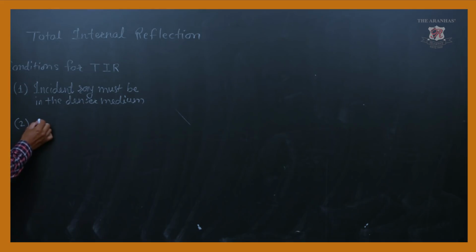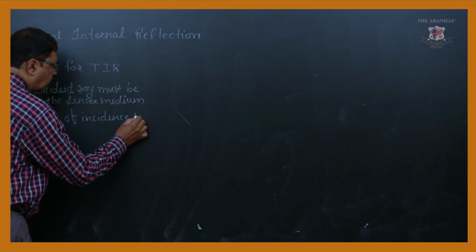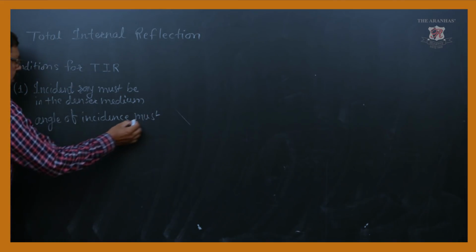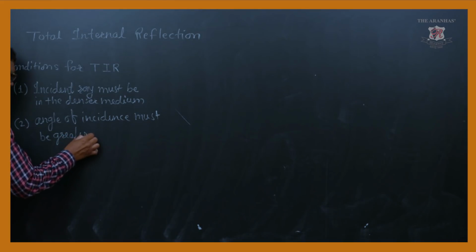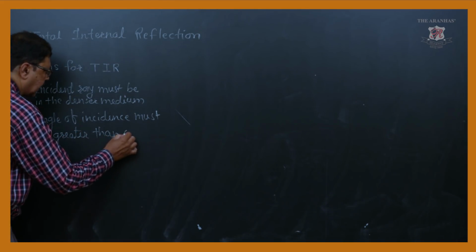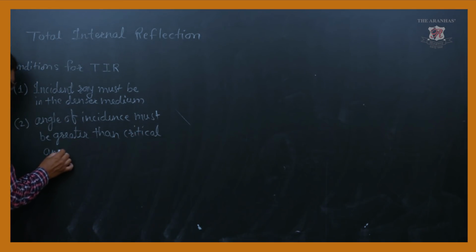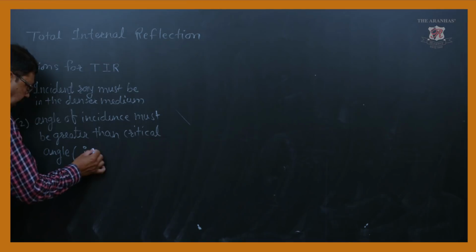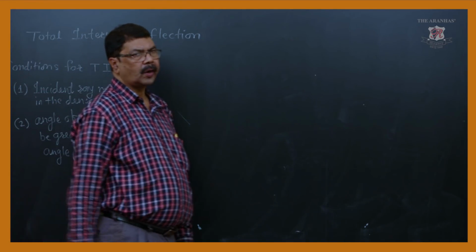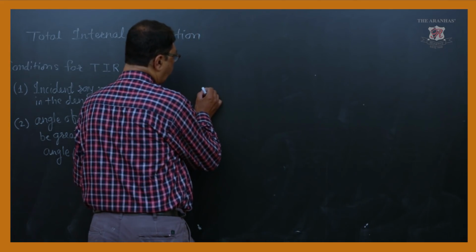Second condition is angle of incidence must be greater than critical angle. I am writing notation for that, i subscript C. Now what is this critical angle? We will try and study with the help of a diagram.